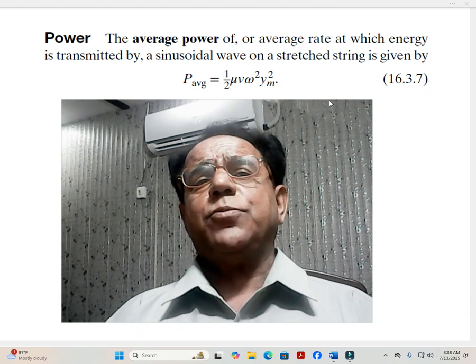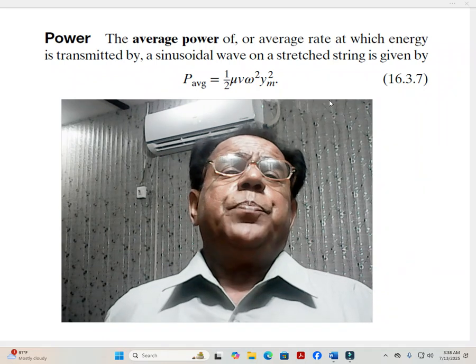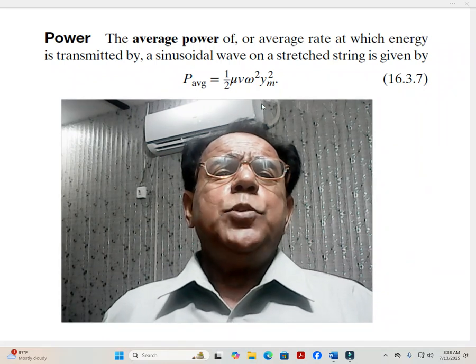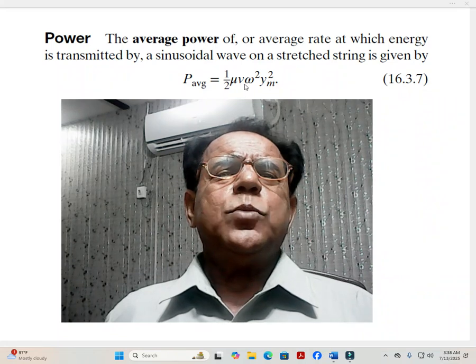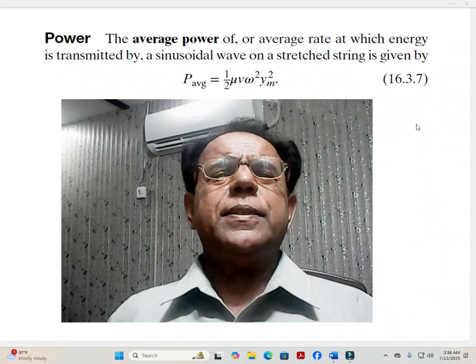Here m stands for maximum. Okay, mu is mass per unit length, v is speed, omega is angular frequency, etc.